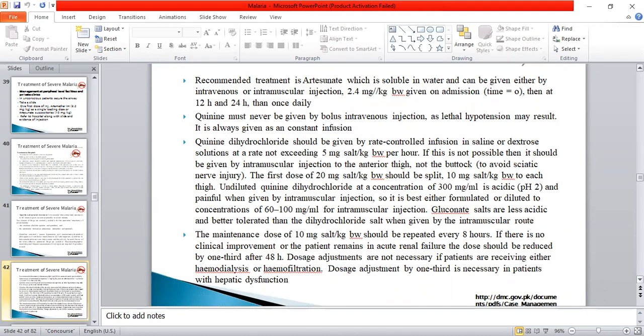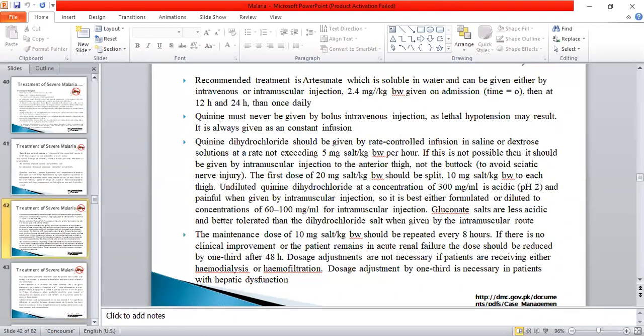The maintenance dose of 10 mg salt per kilogram should be repeated every 8 hours. If there is no clinical improvement or the patient remains in acute renal failure, the dose should be reduced by one third after 48 hours. Dosage adjustment is not necessary if the patient is receiving either hemodialysis or hemofiltration. Dosage adjustment by one third is necessary in patients with hepatic dysfunction.